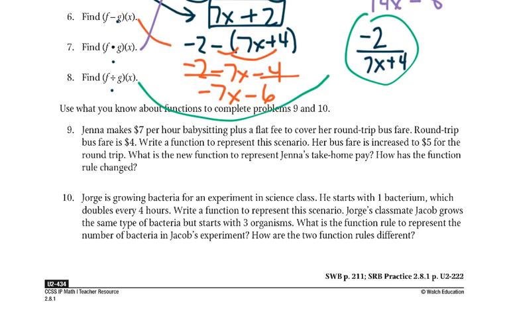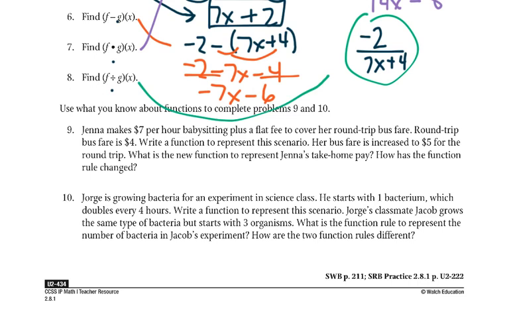Alright, last two story problems. Jenna makes $7 per hour babysitting plus a flat fee to cover her round-trip bus fare. Round-trip bus fare is $4. Write a function to represent this scenario. Her bus fare is increased to $5 for the round trip. What is the new function to represent Jenna's take-home pay? How has the function rule changed? Okay.